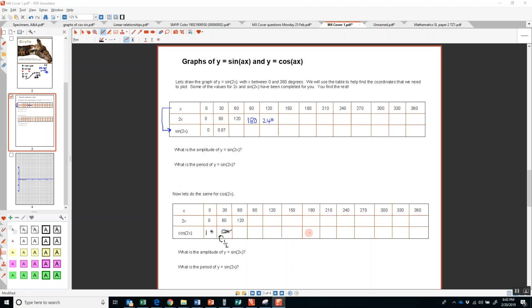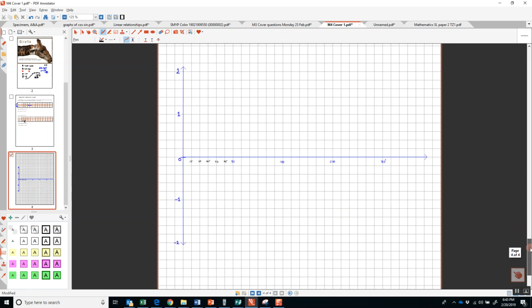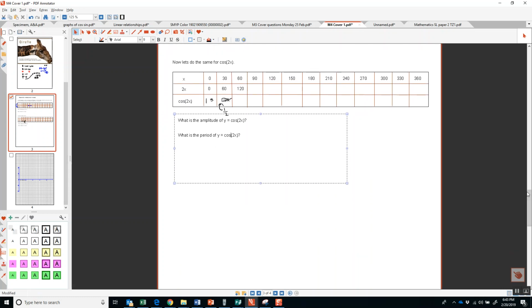Okay, so continue filling out this table, and then you're going to draw it as well on another one of these sheets, which will be given out. And then answer the questions. What's the amplitude? My goodness, let's change this. We want the amplitude of cos 2x, and what is the period of cos of 2x? Now, if you get that done, I want you to check these.